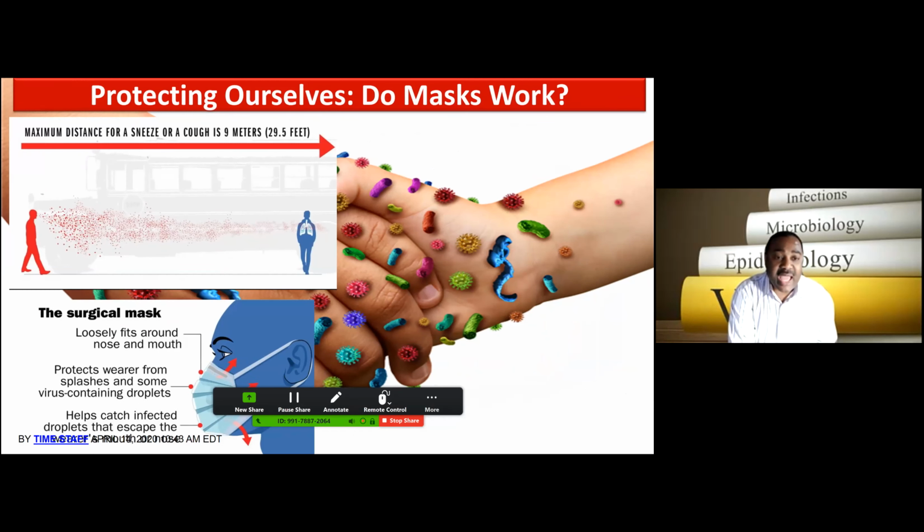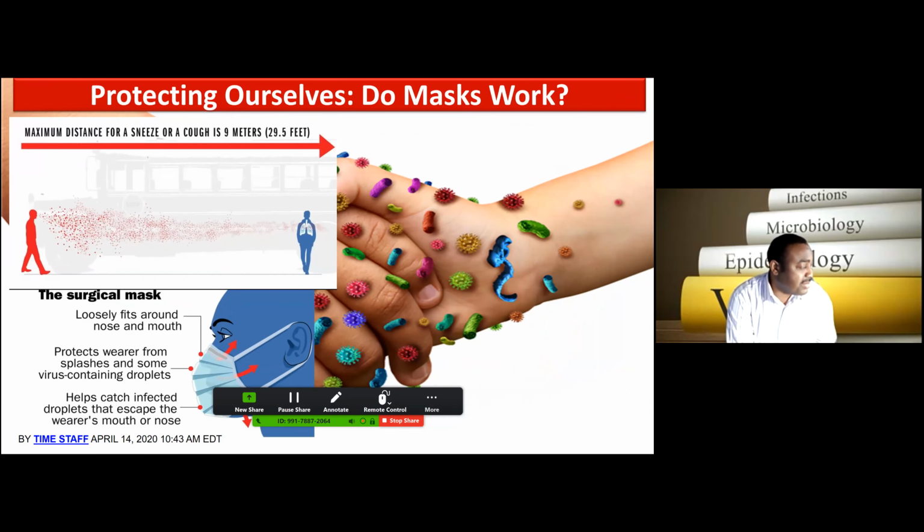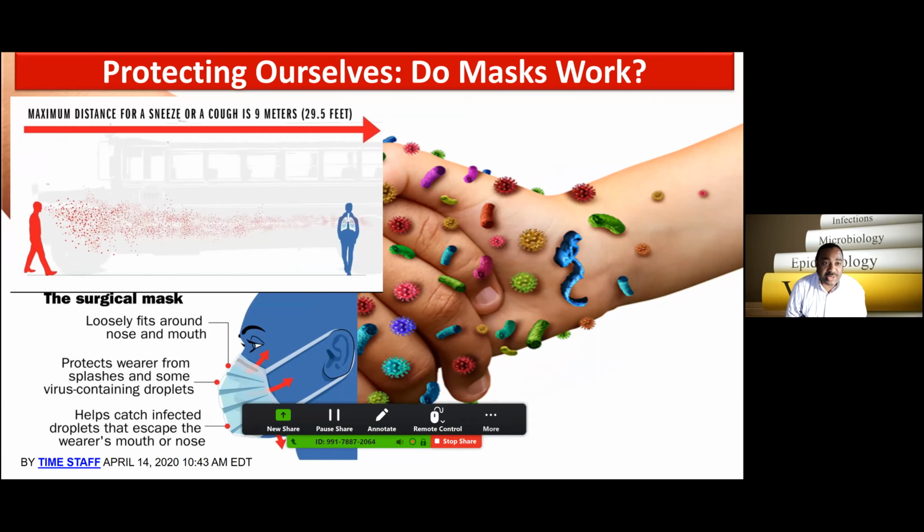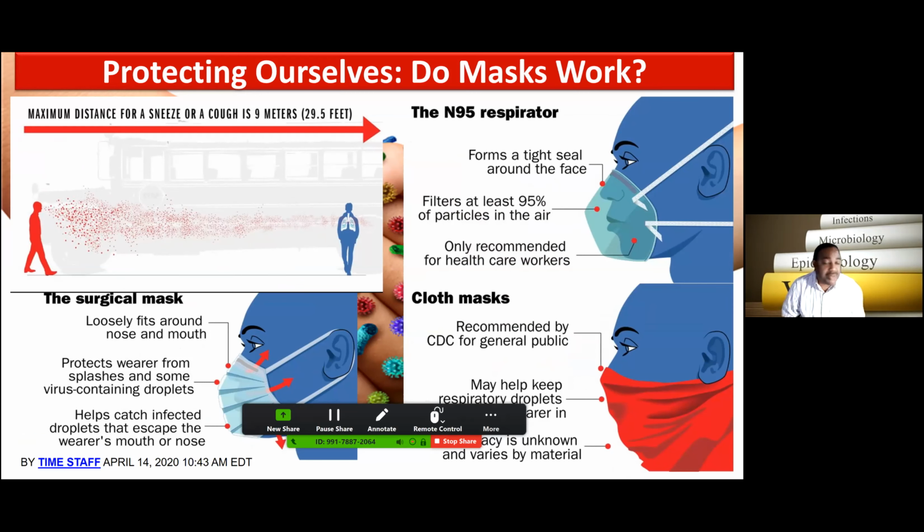The issue with masks is that not all masks are made equal. The typical mask that you see being passed around is a surgical mask. Surgical masks were never made to protect you from viruses, so this virus can go straight through a surgical mask. A surgical mask like this, and also the bandanas, the DIY masks that we make, are important to protect other people from you if you have the virus.